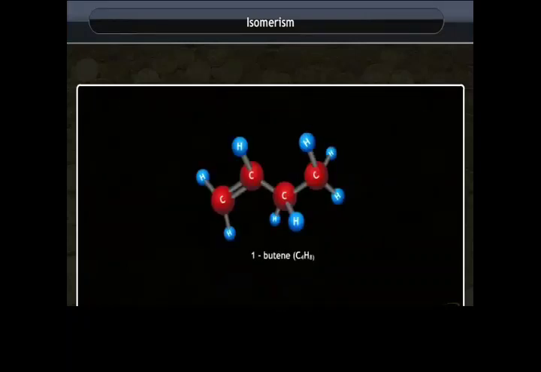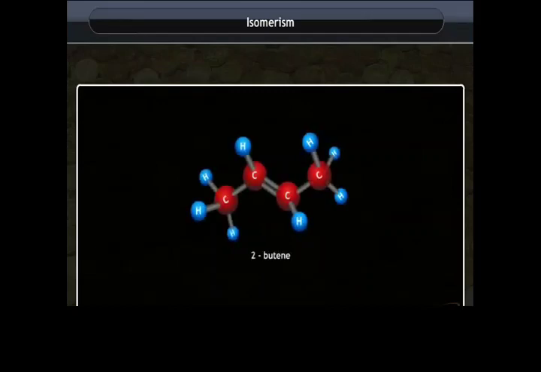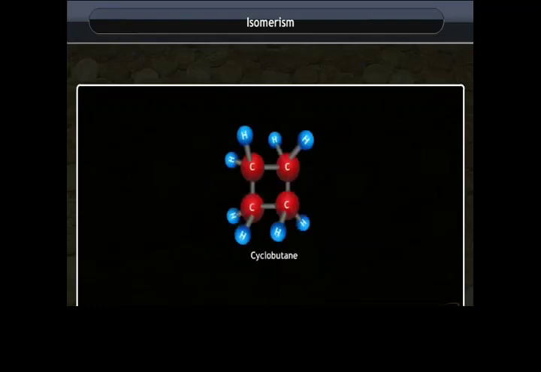1-butene has the molecular formula C4H8. All possible structural isomers of 1-butene must have the molecular formula C4H8. The possible isomers are 1-butene, 2-butene, 2-methylpropene and cyclobutane.